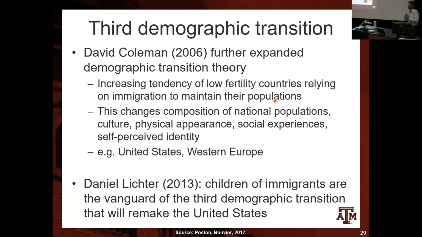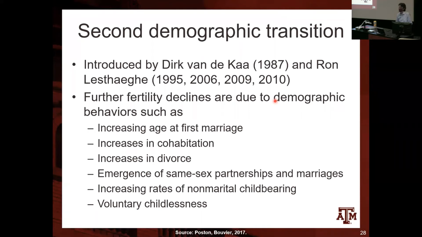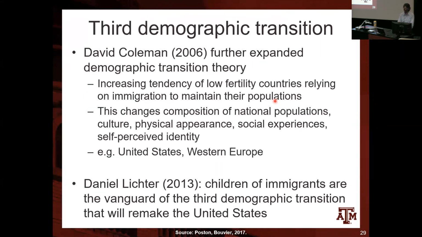So they start to say, hey, exactly related to the second demographic transition, all these demographic behaviors making these more developed countries have low levels of fertility and population decline. These countries will experience a population getting older, so you have population aging, and they will need more people to work in their labor market. So one way to deal with it is to promote immigration. So this changes composition of national populations, culture, physical appearance, social experience, self-perceived identity, and so on.